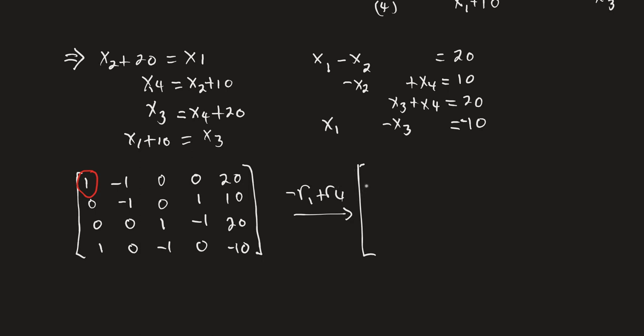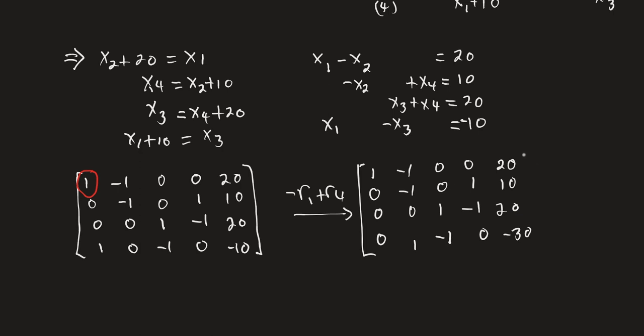Let me write it column by column. 1, 0, 0, 0, and then negative 1, negative 1, 0, 1, and then 0, 0, 1, negative 1, and 0, 1, negative 1, 0. And then the column with the constants, now we have 20, 10, 20, and now this constant becomes negative 30 because I'm taking the negative 20 and then adding it to negative 10. All right, so the first column is okay.